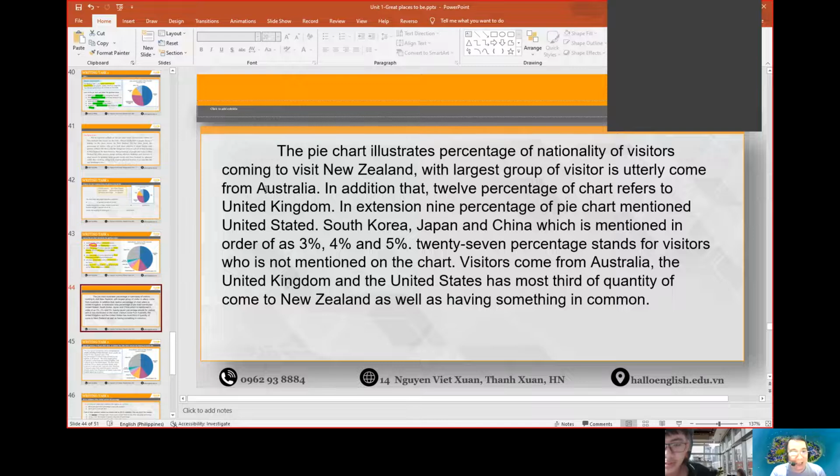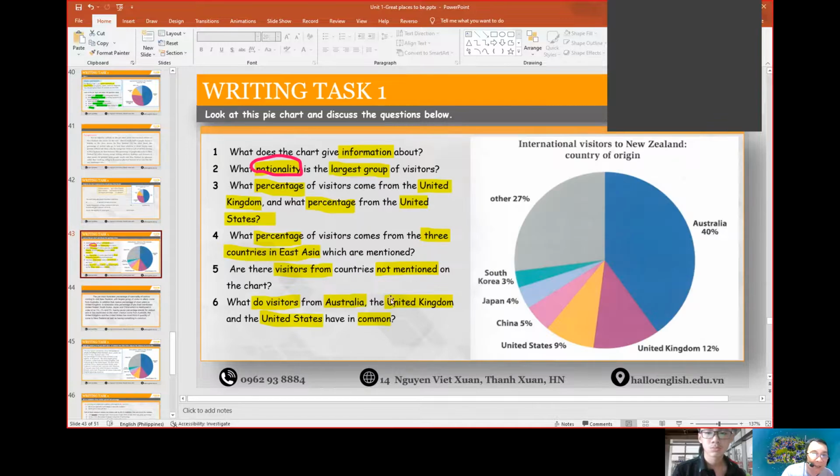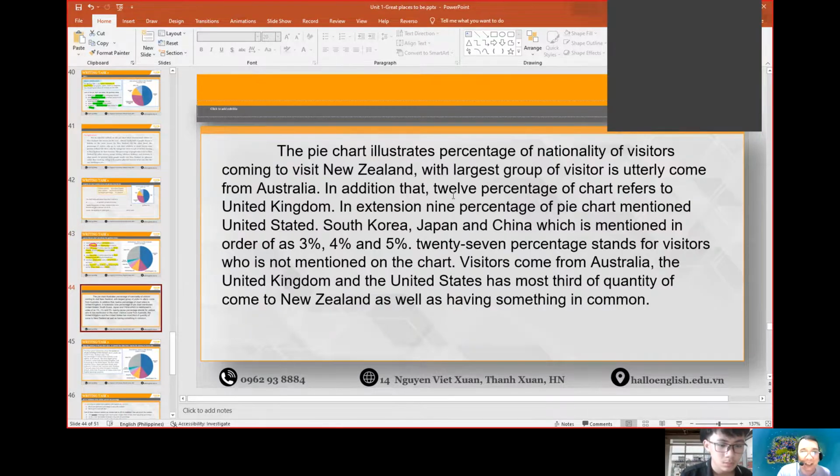And then after that, the largest group of visitors utterly come from Australia. Let's try question number 2. What nationality is the largest group of visitors? I encircled nationality. So what do you think? Did you answer the question? The largest group of visitors utterly come from Australia.